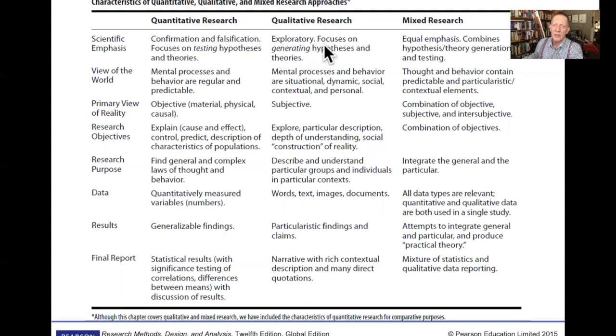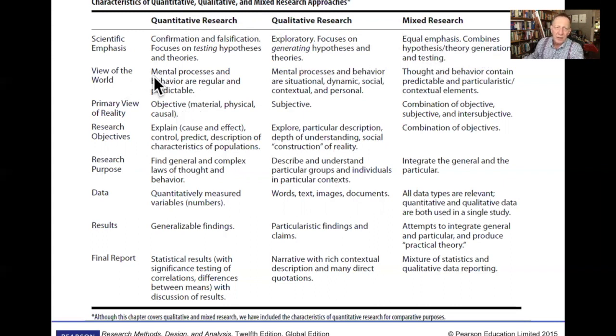Right, qualitative research is exploratory, focuses on generating hypotheses and theories, and I don't think that's strictly correct as well. I think qualitative research also can, over and above generating hypotheses and theories, also work with testing those theories, although not in the same way as quantitative research. All right, mixed methods or mixed research has an equal emphasis on both, combines hypothesis and theory generation, and testing.